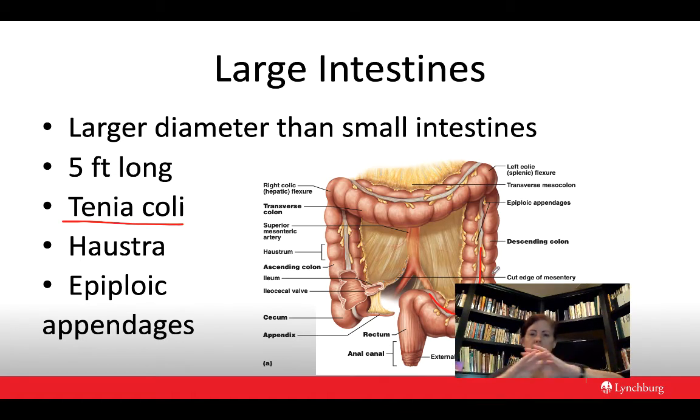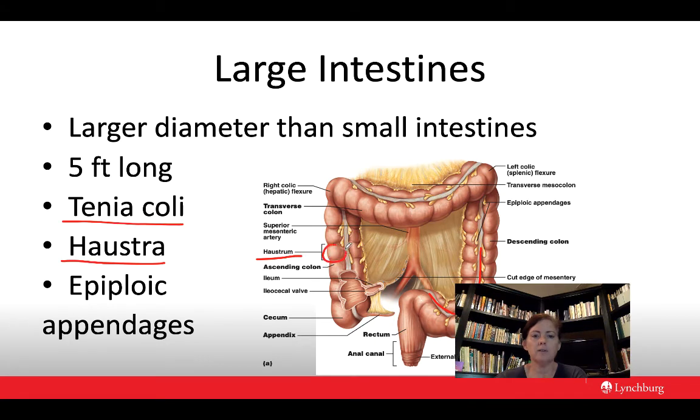So if you would picture it nice and smooth, if we didn't have this structure there, but that Tinea coli, it's kind of a band of smooth muscle that runs across or along the large intestines, and it cinches up the large intestines. So it kind of pulls it, and what it does is it creates these pockets of large intestines, and we call that haustra or haustrum.